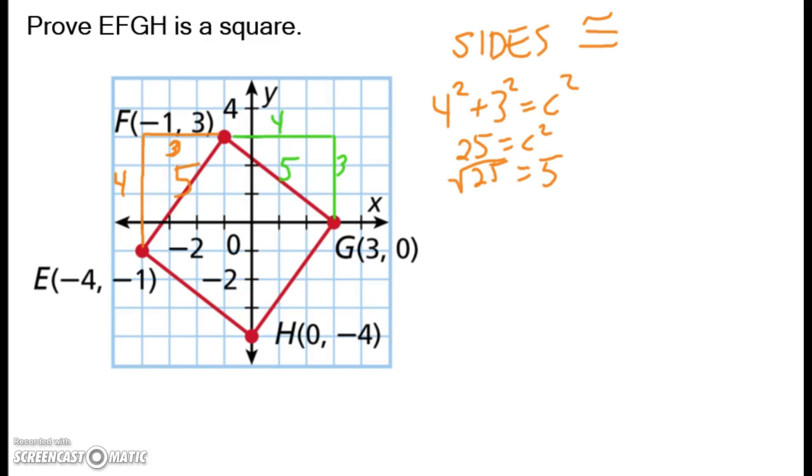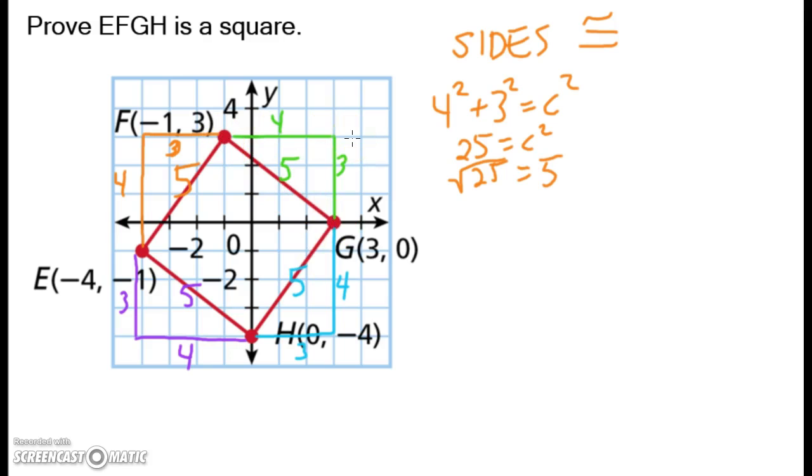All right, let's switch colors again. If I do this one down here, this side is 4, this side is 3. Hey, if I do 4 squared plus 3 squared equals c squared, it looks just like this again. So again, I get a 5. All right, switch colors one more time. Check this side over here. This is 4, this is 3. If I do a squared plus b squared equals c squared, I again get 5. All right, so I've now proven that all of the sides are 5.